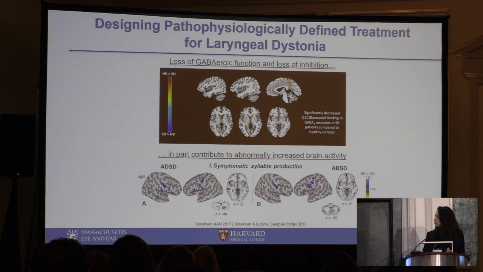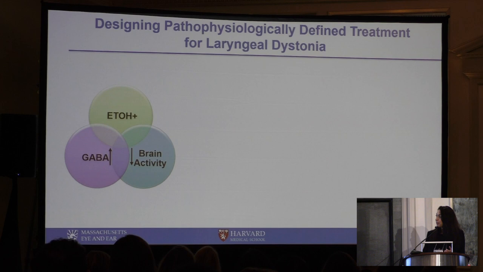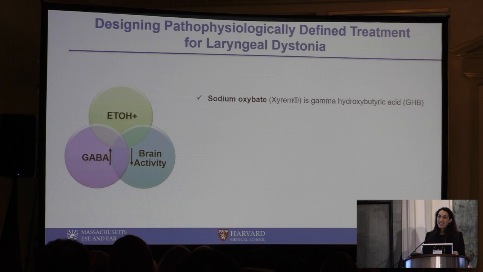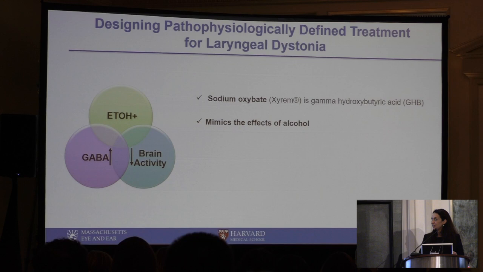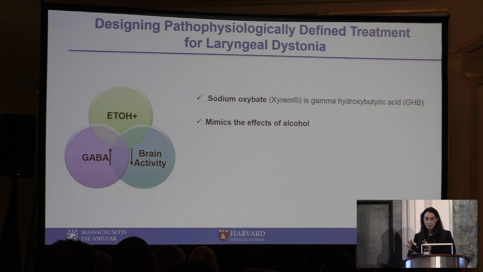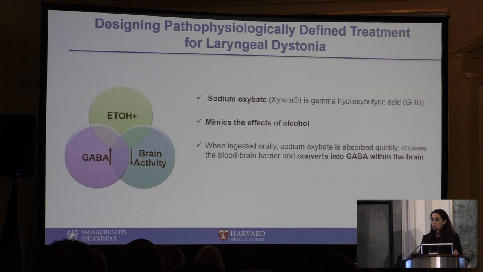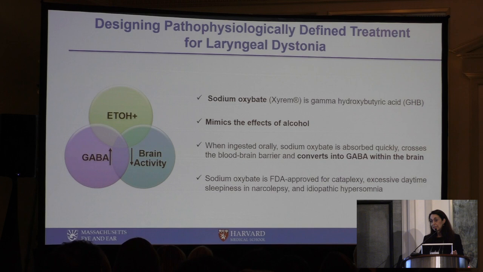So we can't prescribe alcohol. However, we can prescribe sodium oxybate, which mimics the effects of alcohol. So alcohol mimics GABA, sodium oxybate mimics alcohol. Sodium oxybate is gamma-hydroxybutyric acid. When ingested orally, it absorbs quickly across the blood-brain barrier and importantly converts into GABA within the brain. It is FDA approved for cataplexy, excessive daytime sleepiness in narcolepsy, and idiopathic hypersomnia.